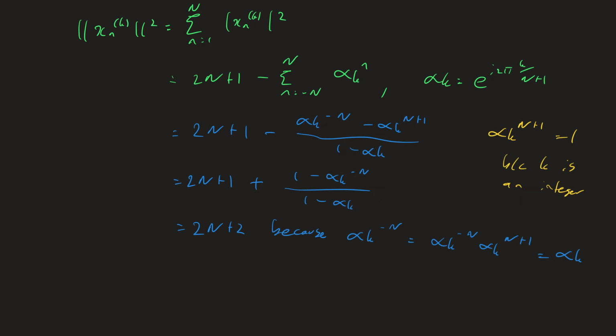Combining these terms gives us alpha k to the power of negative n plus n plus 1, in other words alpha k to the 1, or simply alpha k. This term here is thus alpha k, so we have 1 minus alpha k divided by 1 minus alpha k, or just 1 here, so we end up with 2n plus 2. The Euclidean length of each eigenvector is the square root of 2n plus 2.